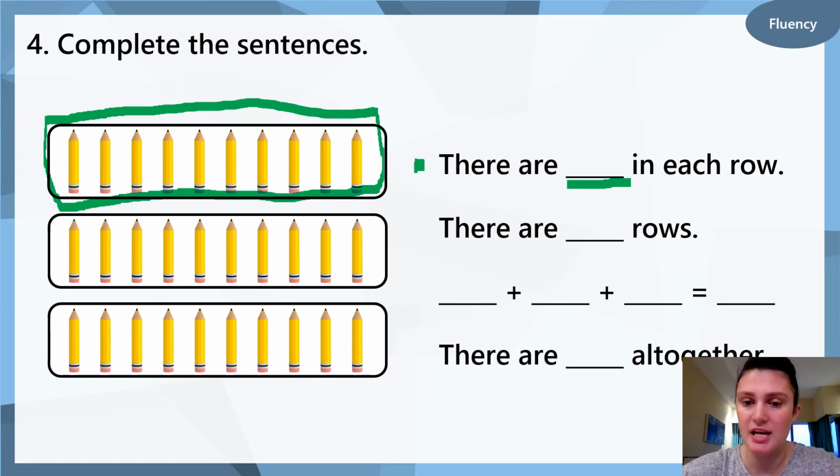Next, we have to count how many rows there are. So we can see here there is one row. How many rows all together?